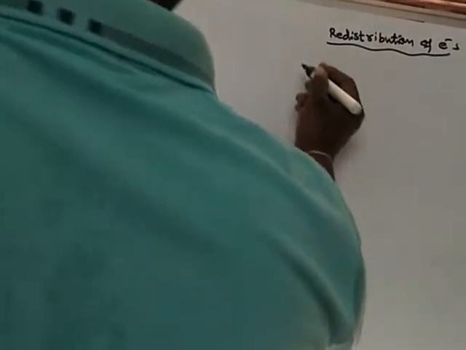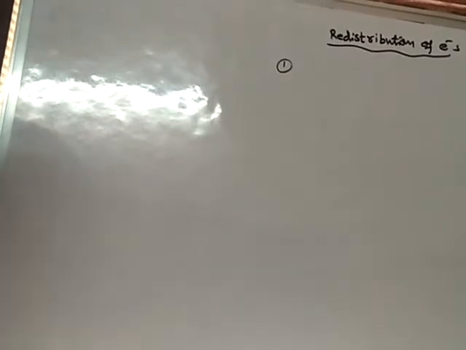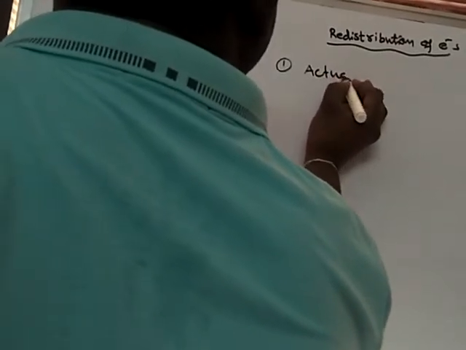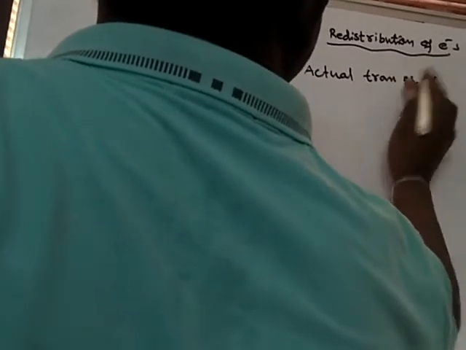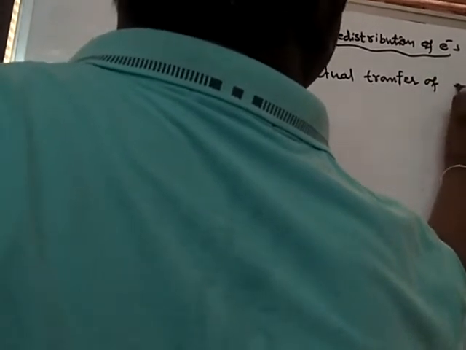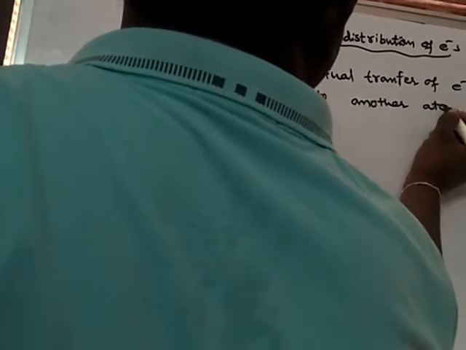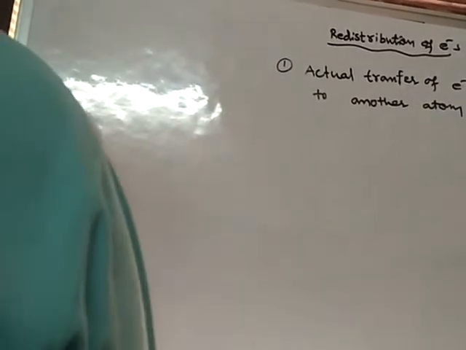In that part, we have learned that there are two methods of redistribution of electrons. One method is actual transfer of electron from one atom to another atom. So transfer of electron takes place from one atom to another atom.